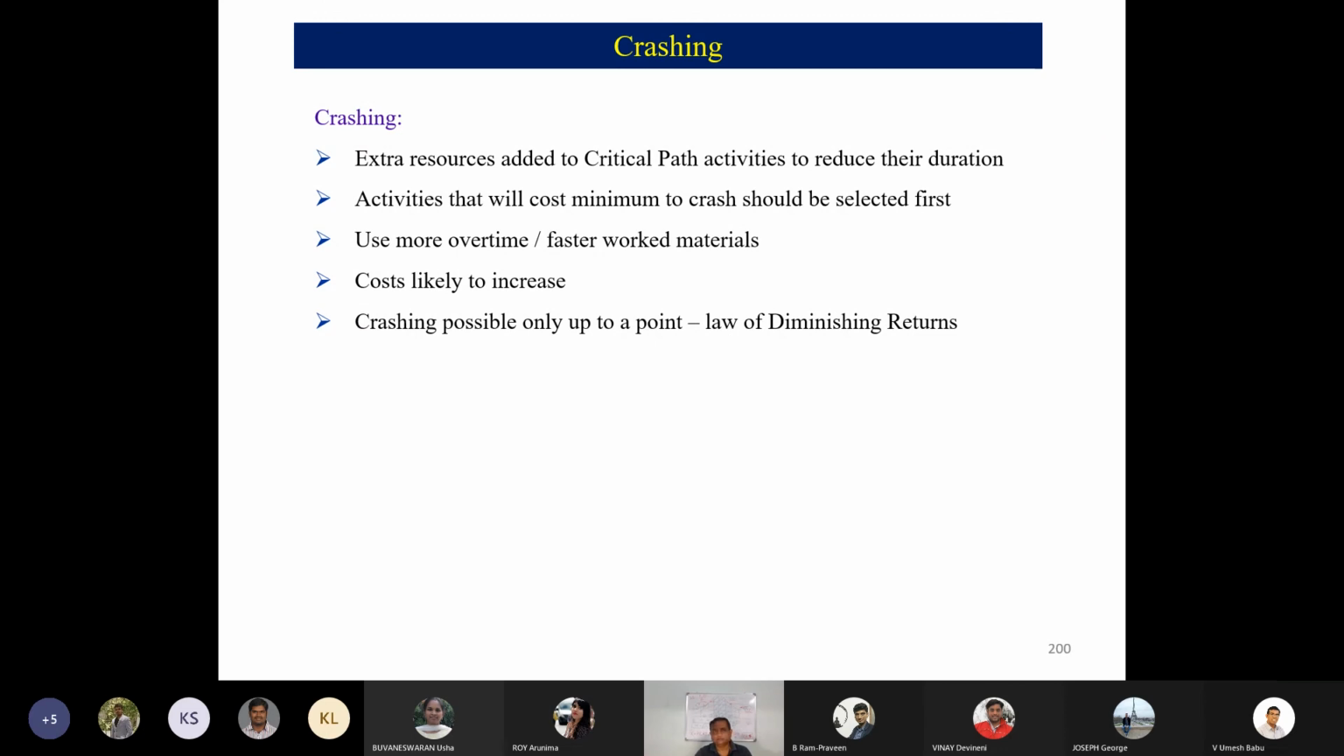Crashing: extra resources added to critical path activities to reduce their duration. Activities that will cost minimum to crash should be selected first. Use more overtime or faster worked materials; costs likely to increase. Crashing is possible only up to a point. Law of diminishing returns. Okay, so what is the law of diminishing returns?